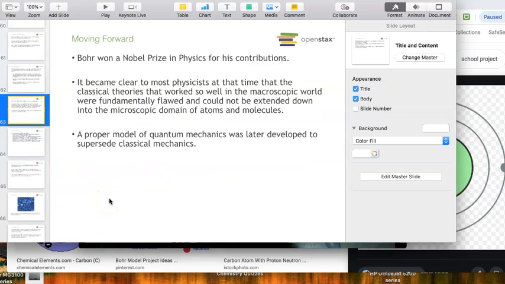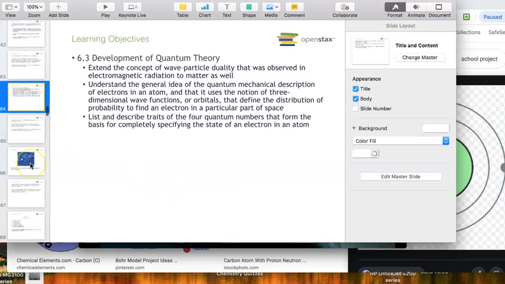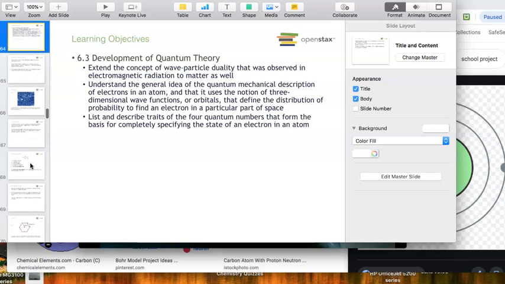All right, so here we go. Bohr won the Nobel Prize in Physics for his contributions. It became clear to most physicists at that time that the classical theories that worked so well in the macroscopic world were fundamentally flawed and could not be extended down to the microscopic domain of atoms and molecules. So a proper model of quantum mechanics was later developed to supersede classical mechanics. So that's what we're going to talk about next.